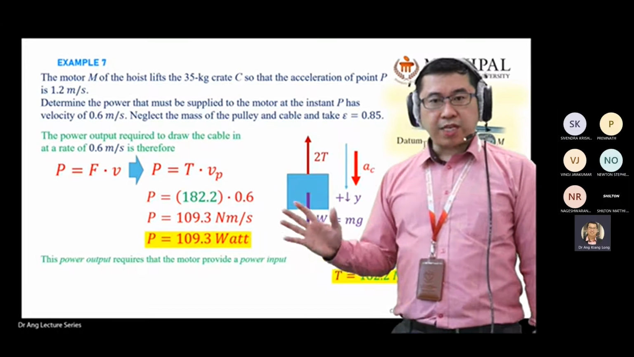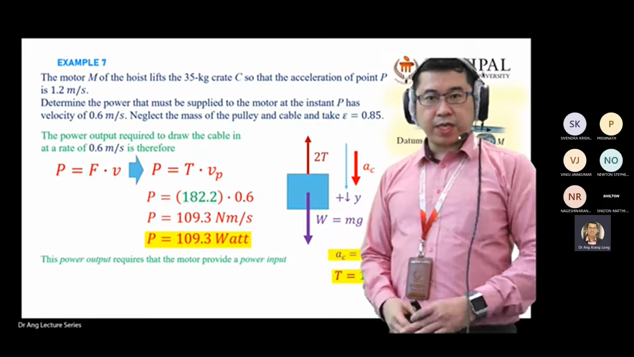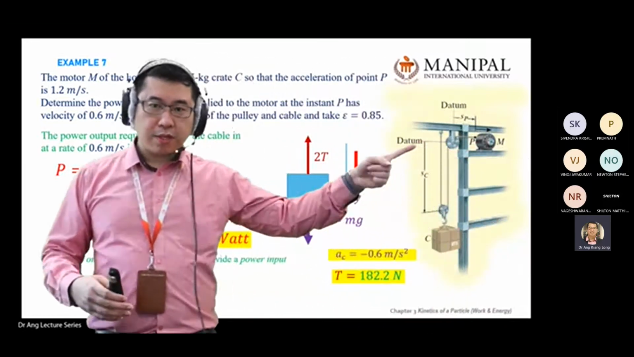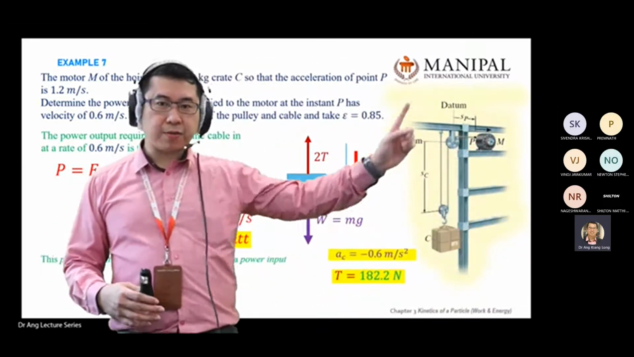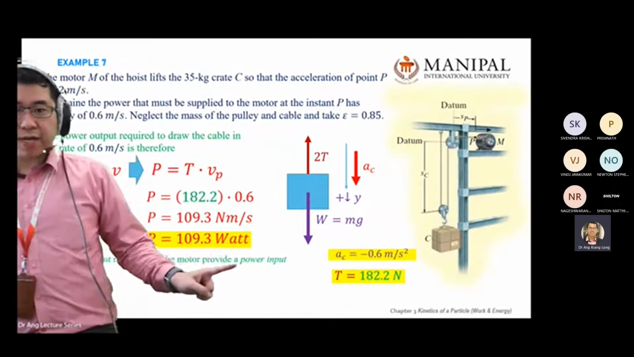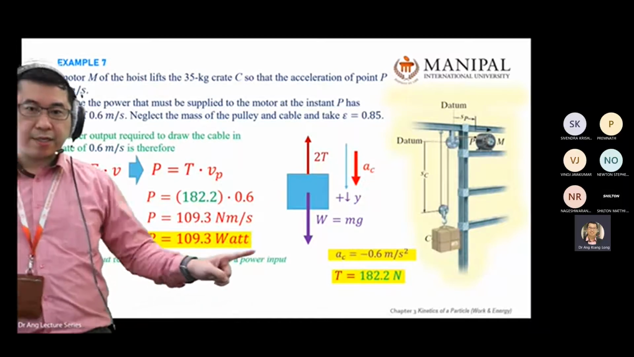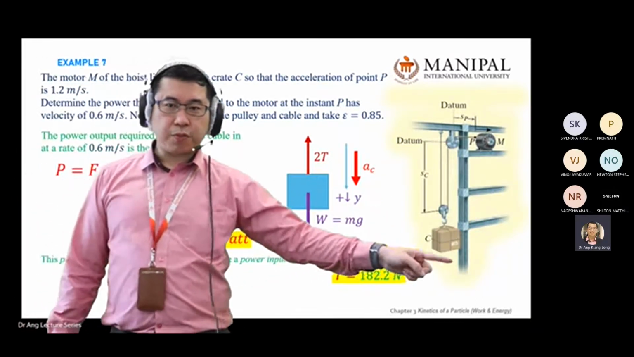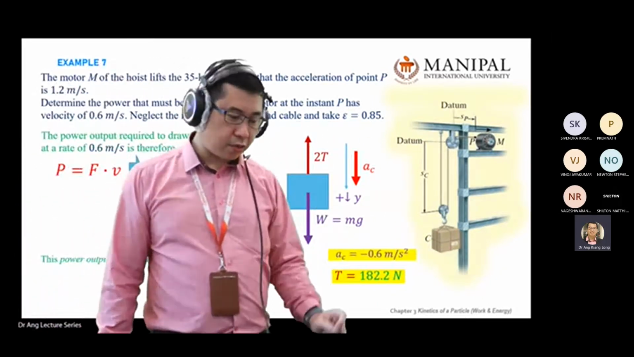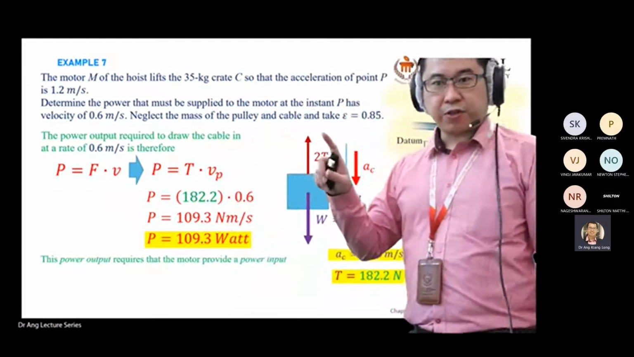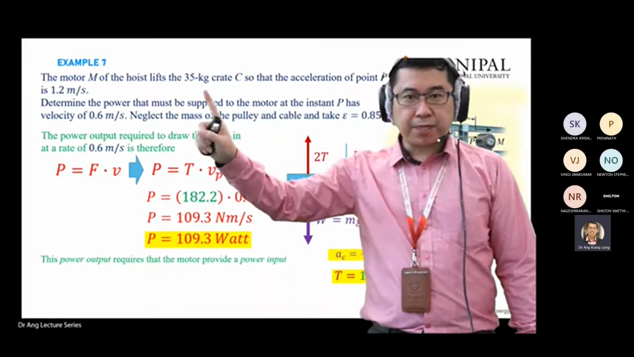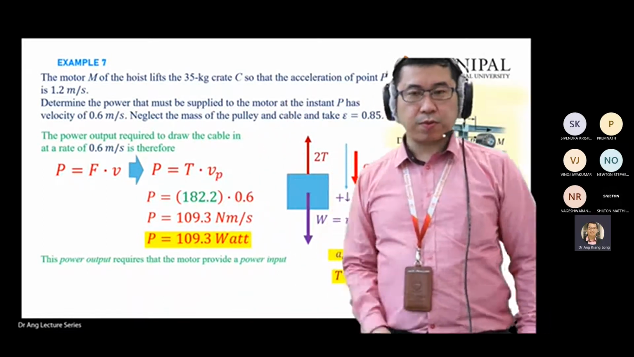Okay, so this value is the power needed to pull this object. The answer that you find in red color here, yellow color here, is the power that you need to pull this object with acceleration so and so, velocity so and so. And you're given the efficiency of the motor. The question asks you the power that must be supplied to the motor.